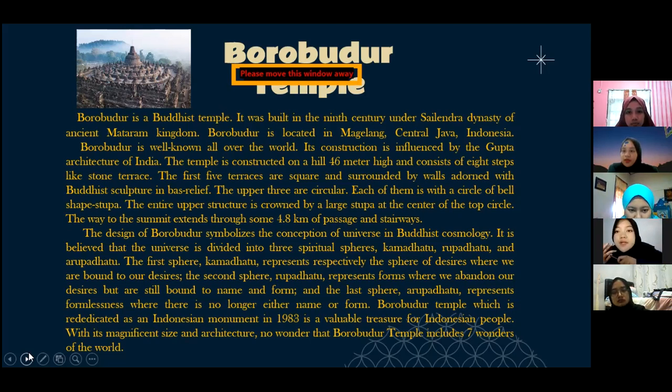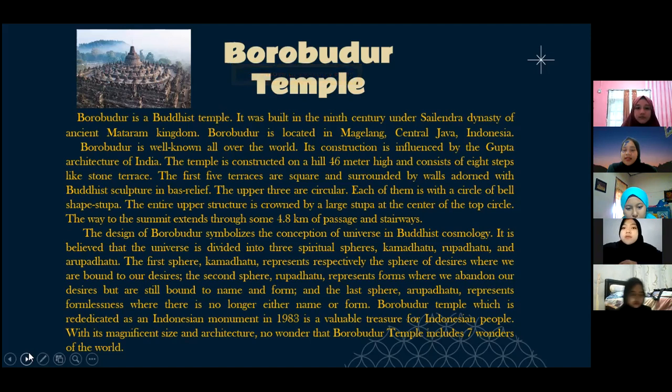Can I answer the question, Miss? Yes, sure. In my point of view, the third paragraph tells more about the Borobudur temple: the symbol of the Borobudur, the construction, and then the meaning of each symbol, and then the value, and the last is the status of the Borobudur itself. The temple is included in the seven wonders of the world. One of the seven wonders of the world.